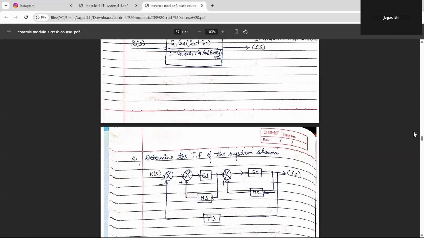Even if I shared the notes, you only solve. Analyze how many feedback loops, how many summing points, how G1 and H1 are connected, how G2 and H2 are connected. Analyze, think, put efforts to your brain, students. Solve. 2 minutes, 5 minutes time I will give. I need everyone to solve this problem and post the message in the chat box.